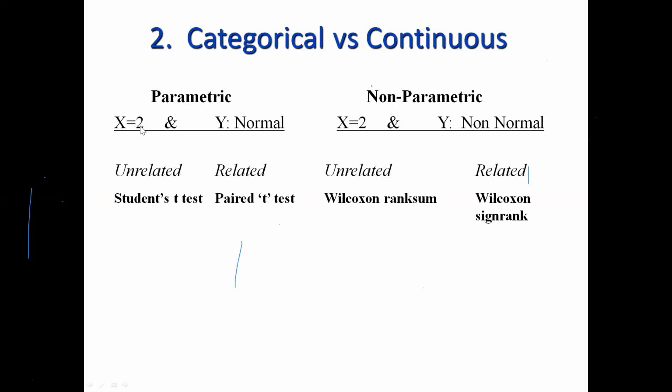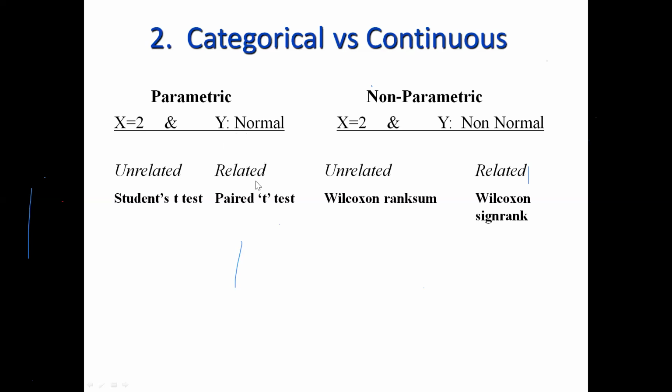When the groups are independent and you have only two groups, you will apply the student t-test, or unrelated t-test, or independent sample t-test. These all are the same. Two groups, continuous data you want to test. Now you come to the related case, if the assumptions are met and the groups are related.